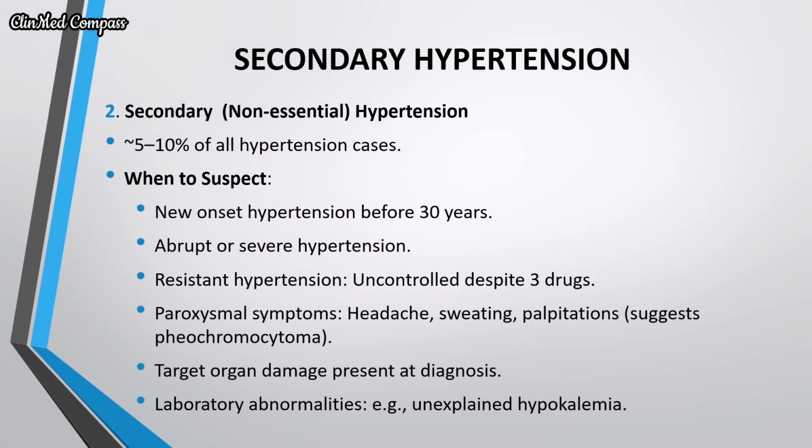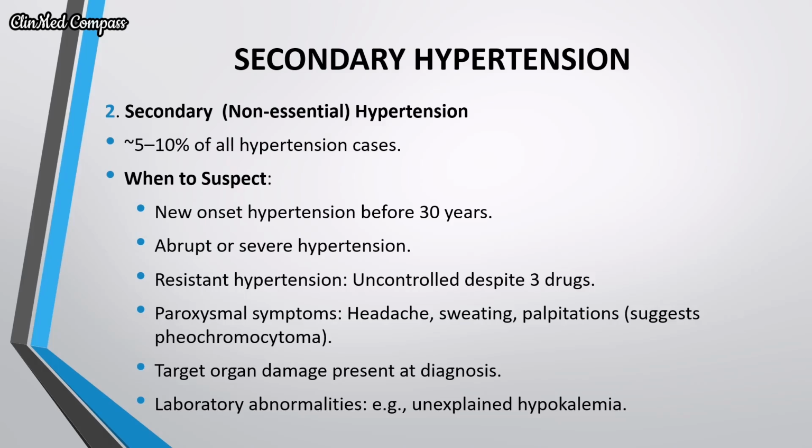Now let us turn to secondary hypertension, also referred to as non-essential hypertension. It accounts for about 5 to 10% of hypertension cases. Unlike primary hypertension, secondary hypertension has an identifiable and often reversible cause. You should suspect it in the following situations.